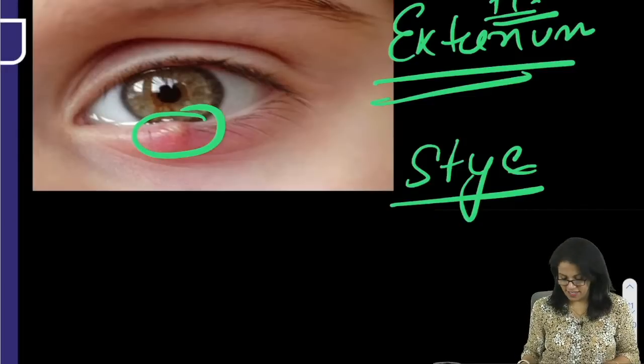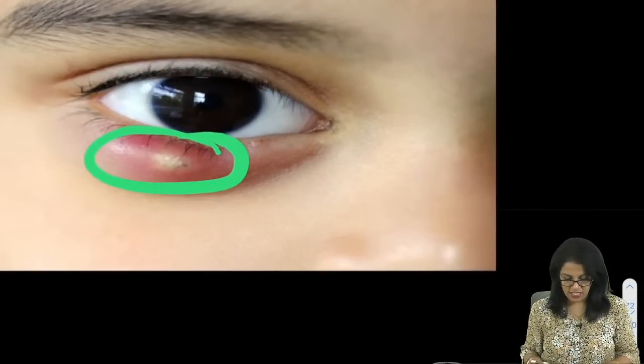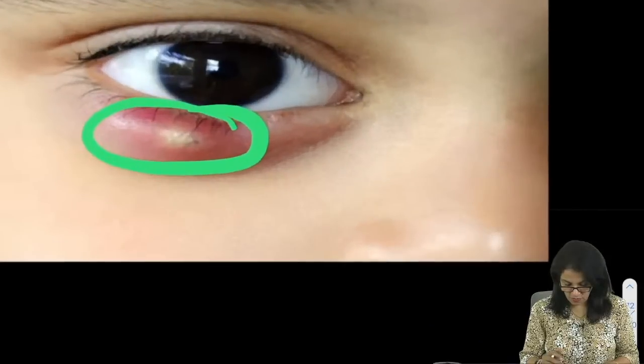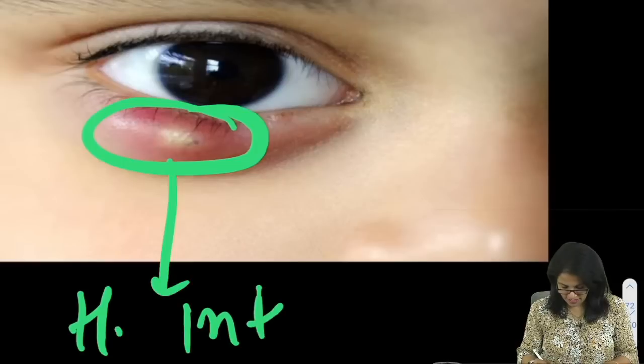Okay. We come to the next one. This time it is on the tarsal plate and not in the margin. Please appreciate, this looks like a very inflamed lesion with a pus point. So, I will call it hordeolum internum.